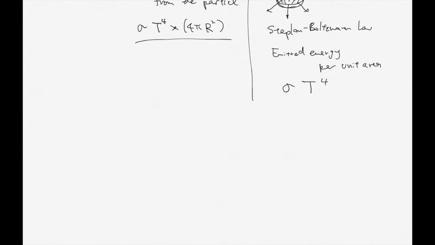Always for the particle, the received energy has to equal the emitted energy. If the received energy is larger than the emitted energy, the temperature is going up. If the emitted energy is larger than the received energy, its temperature is going down. So it always reaches the balance between the two energies. The received energy has to be equal to the emitted energy.